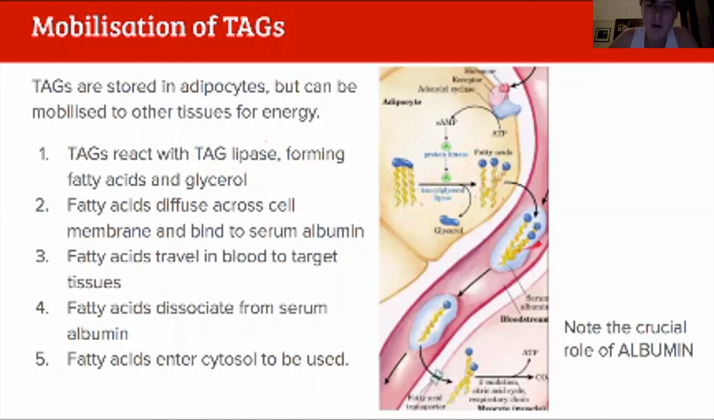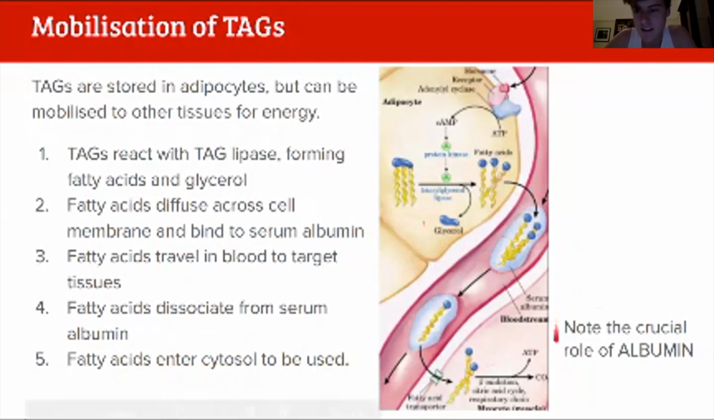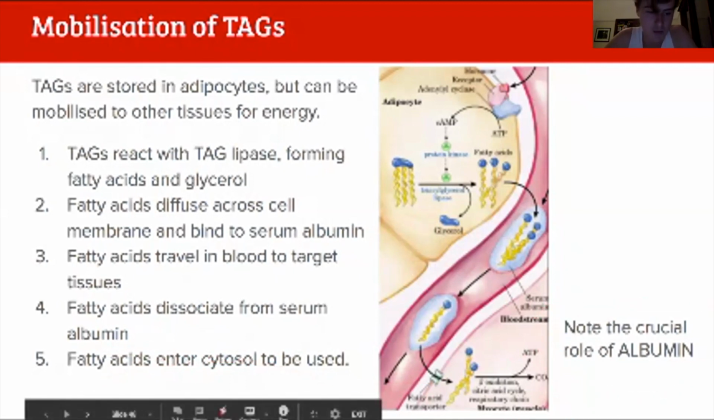To prevent that from happening, we have these proteins floating around in our blood called serum albumin, okay? And the fatty acids bind to the serum albumin so that they don't clump together too much. The serum albumin is like a little ferry boat for these fatty acids. And then the serum albumin delivers the fatty acids to the target tissues via the blood, where they dissociate from the serum albumin, and the fatty acids then just enter the cells into the cytosol to be used. So that's all there is to know. The only really important thing to know is the crucial role of albumin in this equation. It binds to the fatty acids and is a little ferry boat for them.